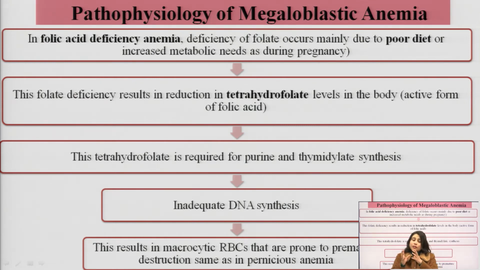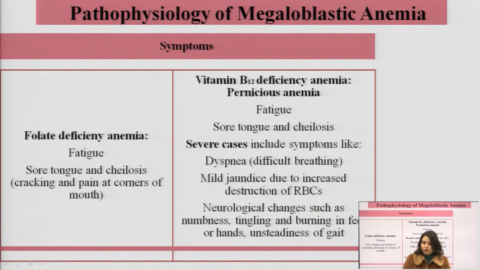Now, when there is delay in DNA synthesis, in this scenario also, the RBCs keep growing in size, the precursors of RBCs keep growing in size. This results in macrocytic RBCs, which are released into the circulation, and because these are also prone to premature destruction, this results in the anemic condition.